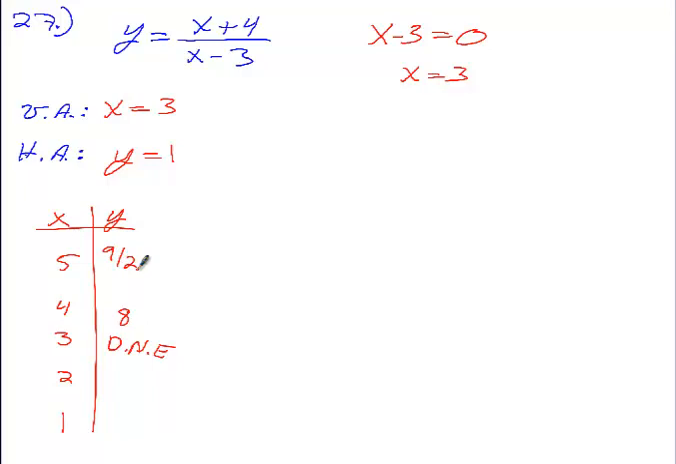2, that's going to be 6 and negative 1, so that's a negative 6. And 1, that's going to be 5 and negative 2, so negative 5 over 2. Everybody good? And you might want to use decimals on those if you want to. Go right ahead. Anybody have any questions on how to set this up?